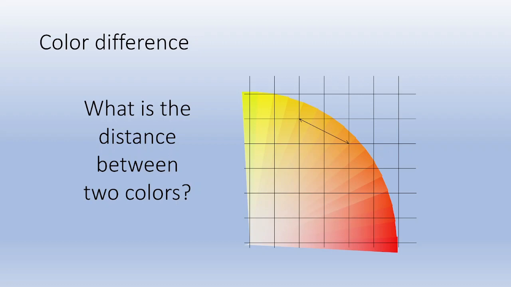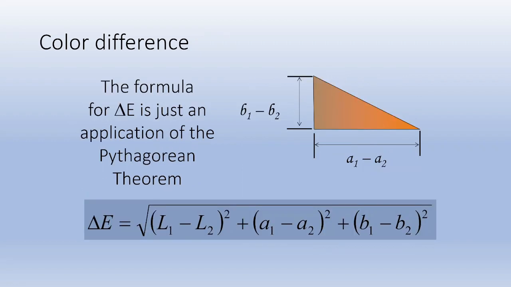Does anybody recognize the Pythagorean theorem? Oh, here we have that statement of the theorem in 3 dimensions. We take the difference in A star, we take the difference in B star, and we get the, what do they call that? The hypotenuse of the triangle, which fits this, and here we add in the L star as well. They call that the delta E. The delta E is the distance between two colors.